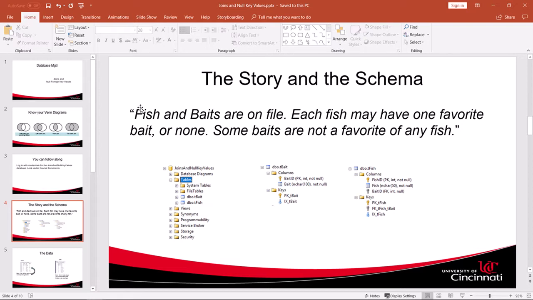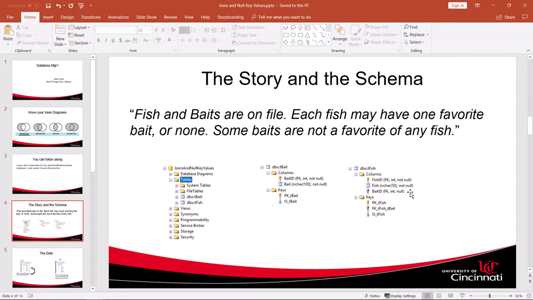This works out to be two tables, a table called bait, or T-bait if you prefer, and a table called fish. I've provided here the structure of those two tables. You can see that they each have a primary key, which is an integer, and they have a text value, a string value describing what is in the row. The bait table has a column called bait. The fish table has a column called fish.